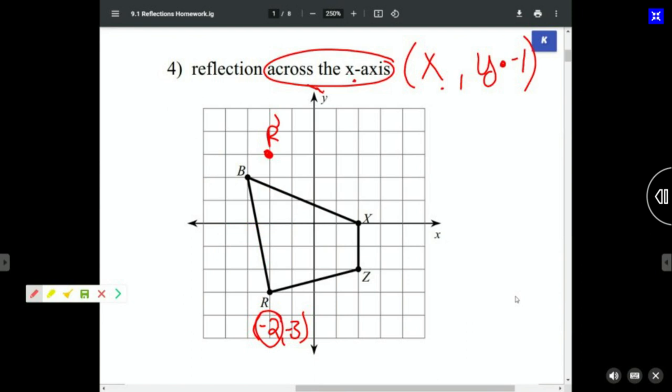B is -3, +2. Still going to go left 3 because x stays the same, but I got to do the opposite on y. This is left 3 up 2. So now you've got to go left 3 and down 2. So B prime is going to be the same -3, but now I have a -2.